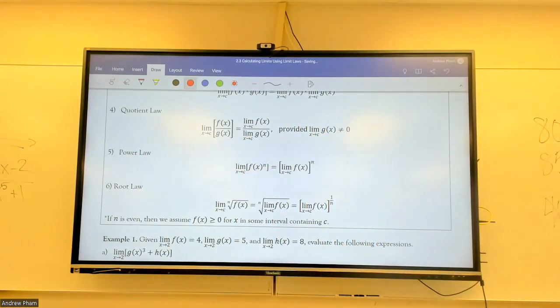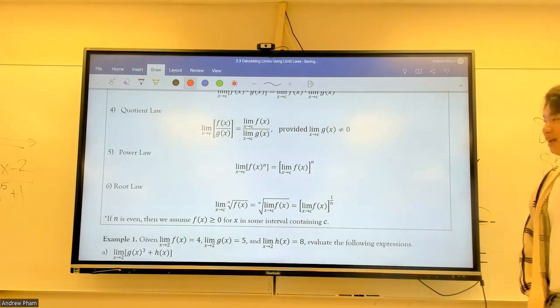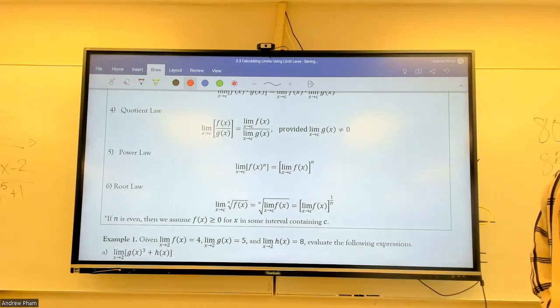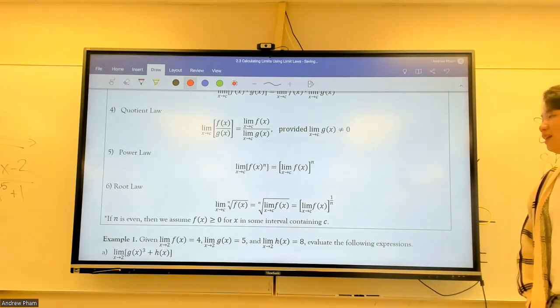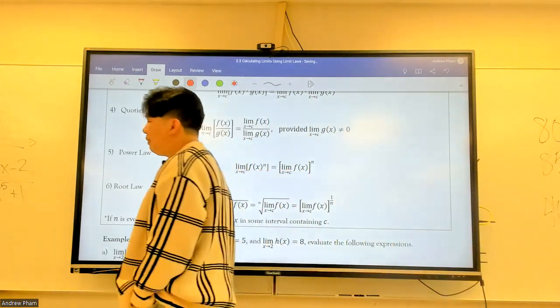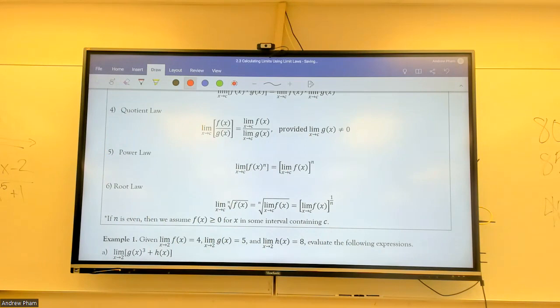And lastly, we have what we call the root law. If I have the nth root of a function, and I'm trying to take its limit, that's the same thing as taking the nth root of the limit. So just like before, the limit has a lot of these very nice translations through my operations. I'm able to switch between the limit of a product and the product of limits.